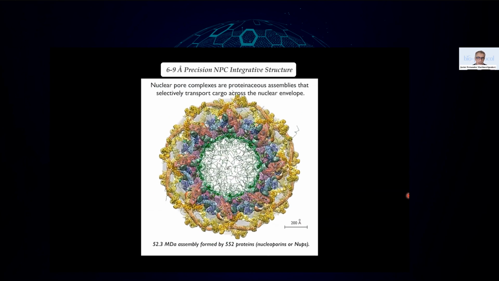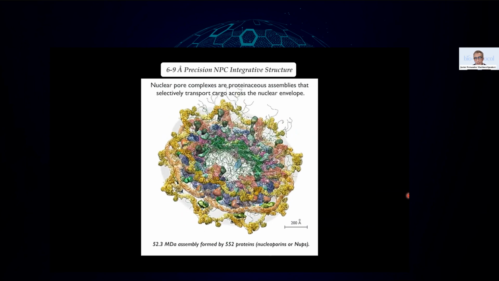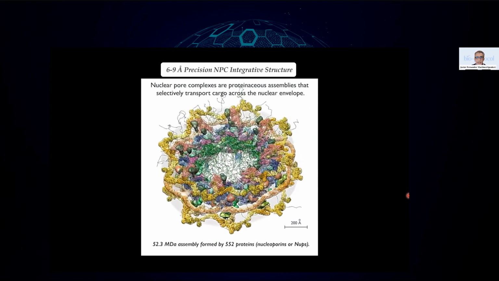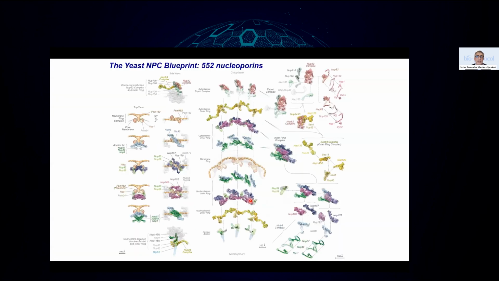It's really good. I'm showing you this very brief video so that you can see all the different parts of the NPC, the outer rings, the membrane ring, the inner ring, the central channel. And here you have the blueprint for all the 550 proteins that form this massive complex. We can now show you how each of the different proteins connect to form subcomplexes, how they form the spokes, how they now connect to form the different rings and the different parts of the nuclear complex.